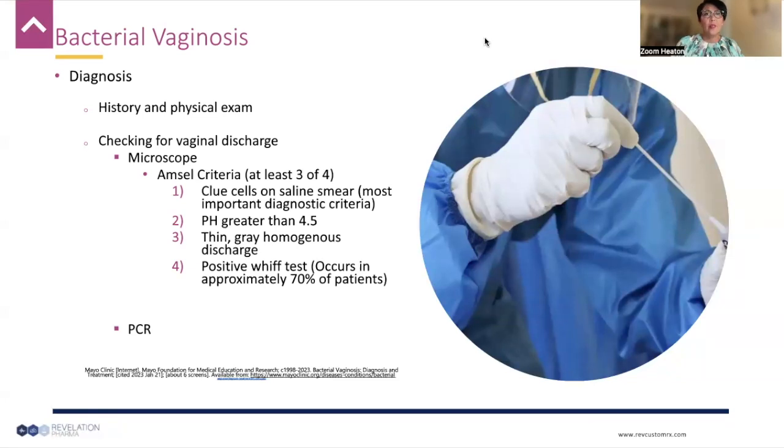Now, with the whiff test, a little bit of potassium hydroxide or KOH is dripped onto the vaginal discharge sample to see if it makes a strong fishy odor, which is definitely a sign of BV. And that occurs in approximately 70% of patients. So 3 out of 4 of the criteria have to be met.